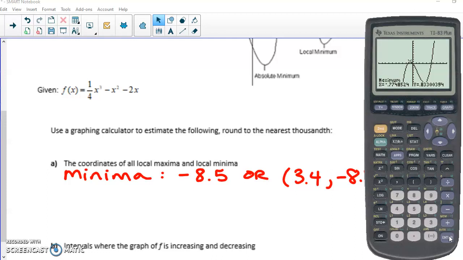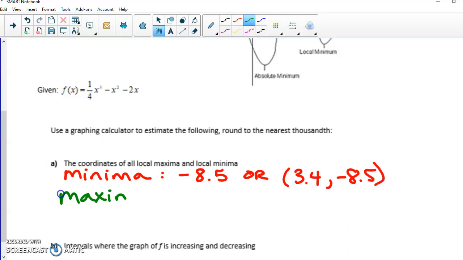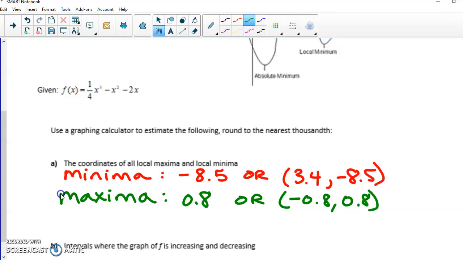So let me write that in as well. So our y, which tells us the height, if I'm rounding to the nearest tenth, which I did for the minima, so I might as well go ahead and keep that consistent. We can also give that ordered pair for our maxima and minima.